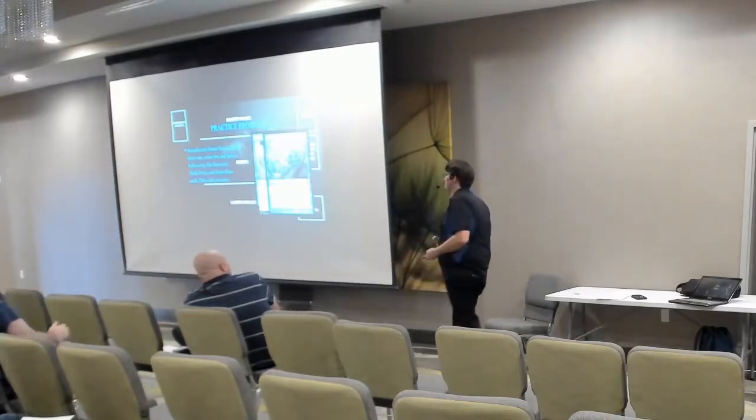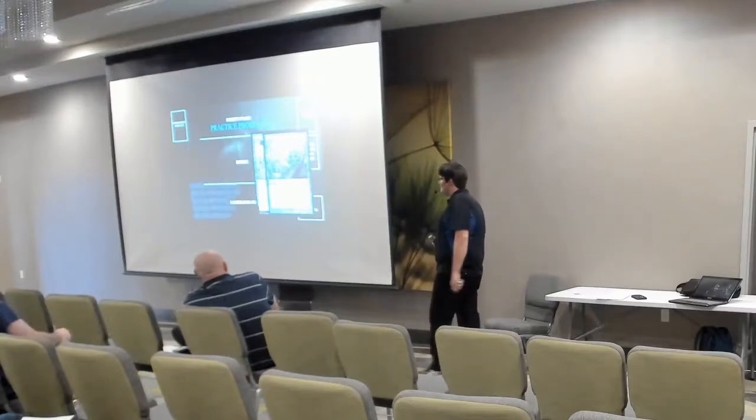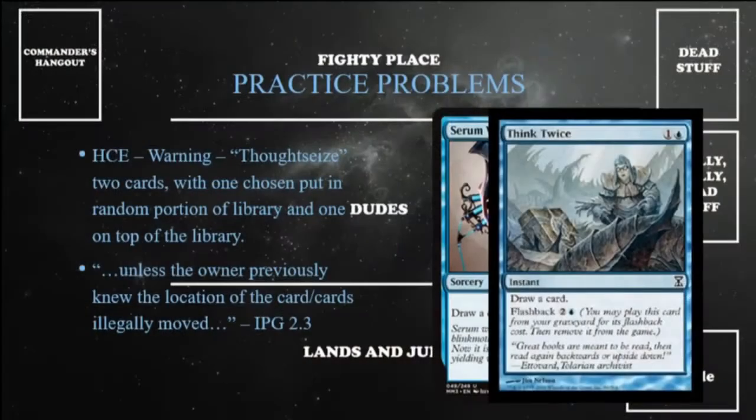All right, Zach's explanation is actually dead on. So it is HCE, it is a warning. You Thoughtseize 2 cards away from the hand. One is put into the random portion of the library, and the other one is put on top of the library.